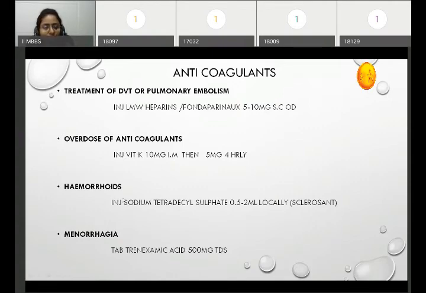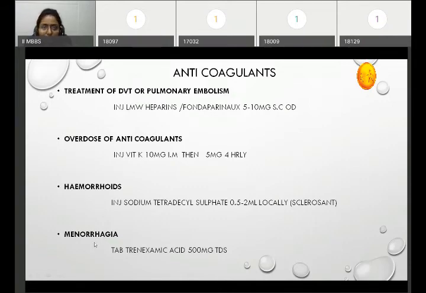Then coming to the next condition, hemorrhoids. Hemorrhoids are bleeding piles. Okay. So here sclerosing agents are given. So what are these sclerosing agents? Example is sodium tetradecyl sulfate. It is given in injectable form, locally injected in the dose of 0.5 to 2 ml. Okay, this is the treatment of hemorrhoids.